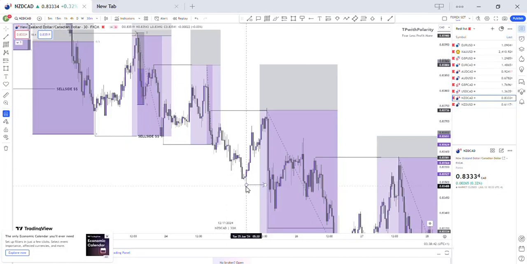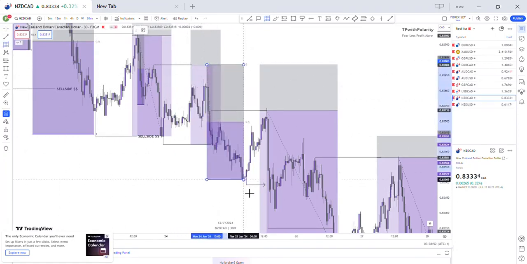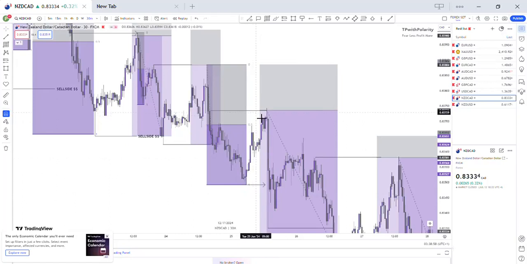Okay, same goes to a new liquidity gets taken out. So what I want to do is measure my premium and discount. Measure my premium and discount. I want to be taking entries from there.